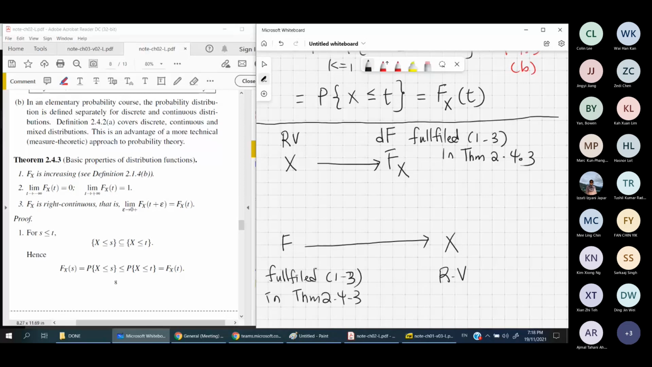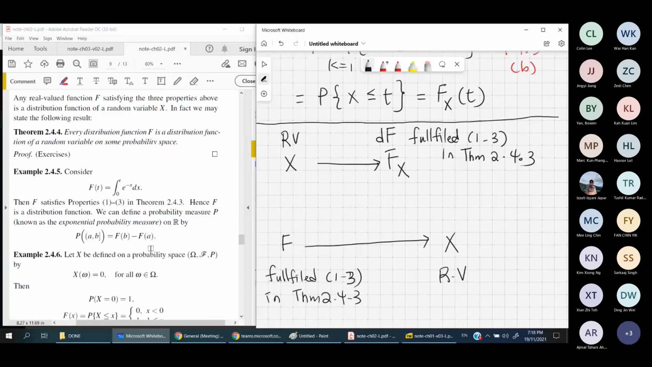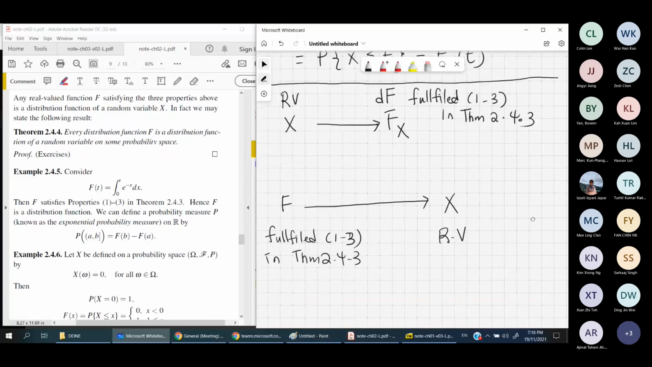So that means there is a relationship between these two concepts. A random variable is always related nicely to the so-called distribution function. However, just to let you know this idea, we are not going to go through the proof for this. We can always construct a random variable by using a distribution function. We are not looking at the proof for it, so leave it.